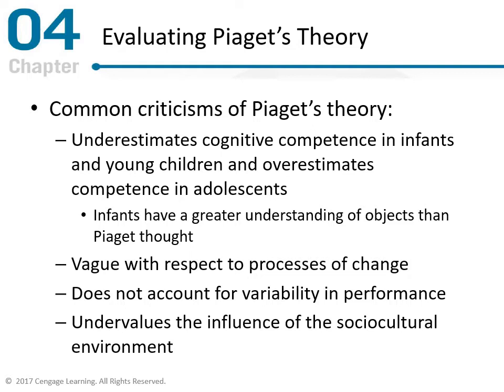So the second criticism is that Piaget's theory is vague concerning the process of change. So what does that mean? Many key components of the theory, such as accommodation and assimilation, are too vague to be tested scientifically. Consequently, scientists abandon them in favor of other cognitive processes that can be evaluated more readily and therefore could provide more convincing accounts of children's thinking.